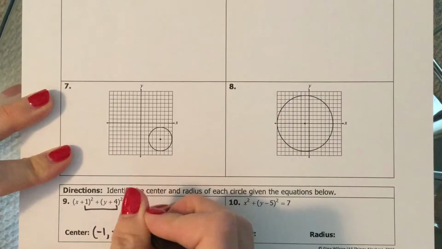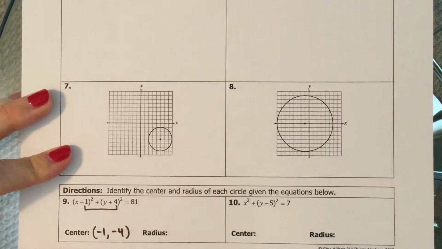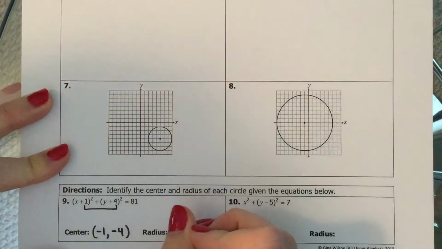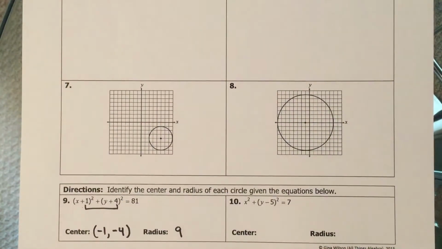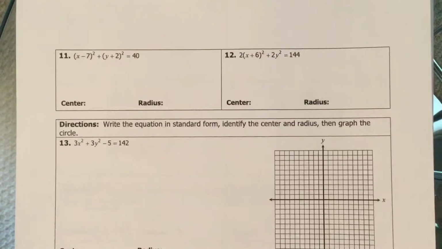And then this, remember, is your r squared. Since that's the square of the radius, you have to take the square root of this number right here. The square root of 81 would be 9. That's really useful when we do the graphs, like being able to identify, okay, here's the radius, here's what I can do to plot, and how I would plot all the points around the circle. So speaking of which, we are going to do that on the next page.